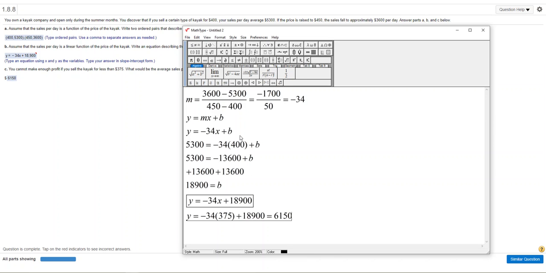I hope that helps trying to find b. Again, my steps when I try to find b are to plug in m and an ordered pair. Whichever ordered pair doesn't matter because you'll get the same b value regardless. So if you want to try for your own self, plug in the 3,600 and 450 here. You'll notice that you get the exact same b value no matter which ordered pair you choose. And you can use that to write your line. I hope that helps.